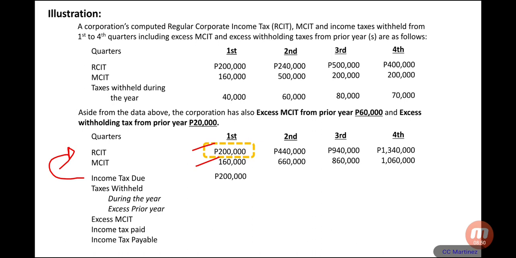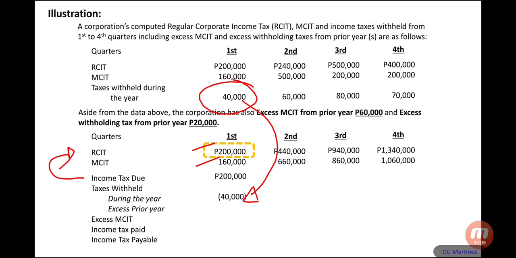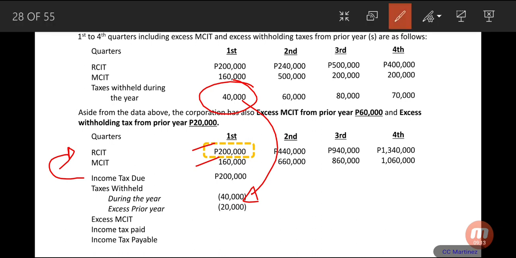Magkano ang taxes withheld natin during the year? 40,000. So, saan nakuha yung 40,000? So, ito yan sa taas. 40,000. So, magkano yung excess taxes withheld natin from prior year? So, 20,000. Saan nakuha yung 20,000? Dito. So, sabi dyan, excess withholding tax from prior year, 20,000.